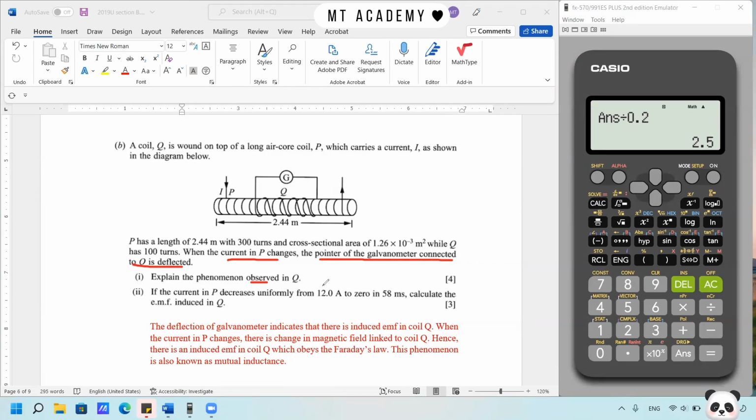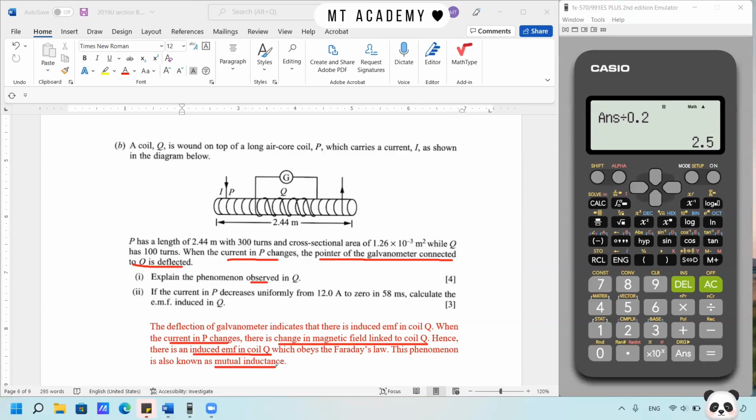Here you could see that there's a deflection in the galvanometer. So you should know there is an induced EMF in coil Q. It happens between two coils, so this should be the phenomenon of mutual inductance. Now we're just going to repeat almost the same explanation as what we did for the self-inductance. When the current in P changes, there's a change in magnetic field linked to coil Q. So there's an induced EMF in coil Q that obeys Faraday's law. So this phenomenon is also known as mutual inductance.